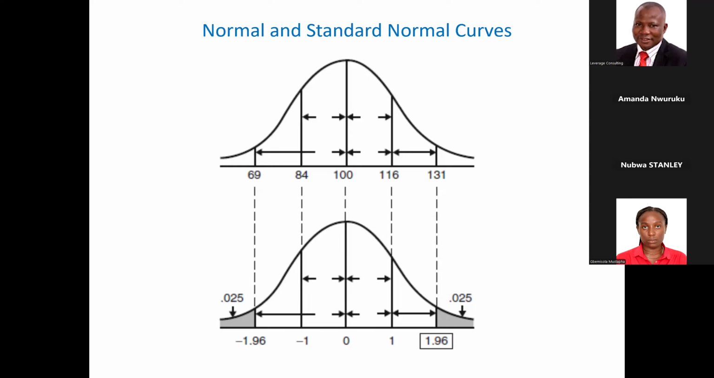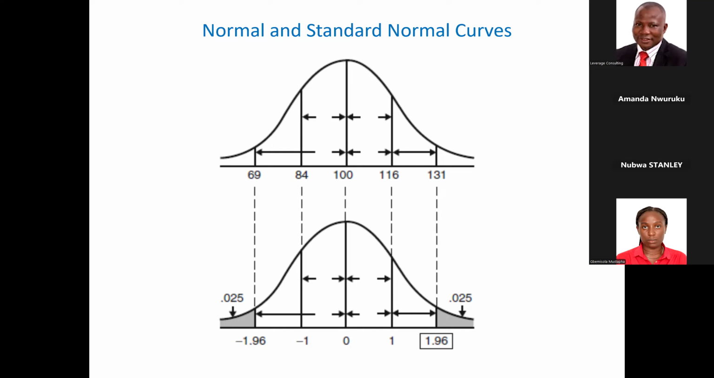You know that anything greater than 100 here, the area is 50%. Now, between 100 and 116 is half of between 84 and 116. Between 84 and 116, we say is 68%. So half of it will be what? 34%. That shows that somebody with blood pressure between 100 and 116 will be 34%. So if that's 34%, and anything greater than 100 is 50%, when you remove 34 from 50, what would it give you? 16%.